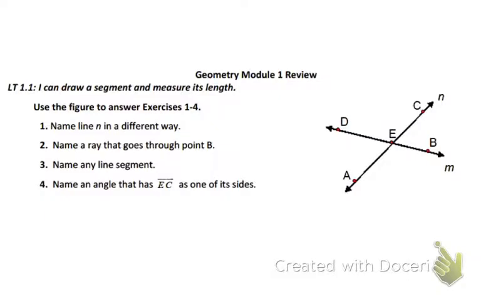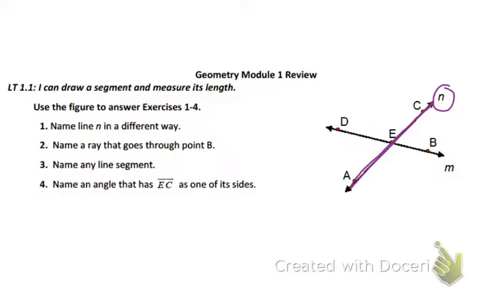So number 1 says name line N in a different way. So let's look for line N. Here's line N, right here. So line N corresponds to this one that I'm highlighting in purple. And what we want to do is name it in a different way. So to name it in a different way, you can pick any 2 points that are on that line and name a line using those 2 points.